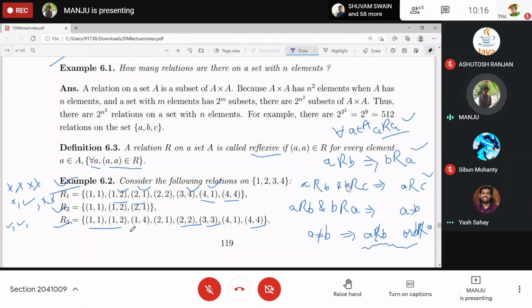Transitive. Look at all the pairs. 1 2, 2 1, 1 1 is there. 2 1, 1 2, 2 2 is there. 1 4, yes, it is there. So all the pairs satisfy the condition, so it will be transitive. What about antisymmetricity? No, ma'am, not antisymmetric. We have both for non-equal elements: 1 2 is there and 2 1 is there, right?